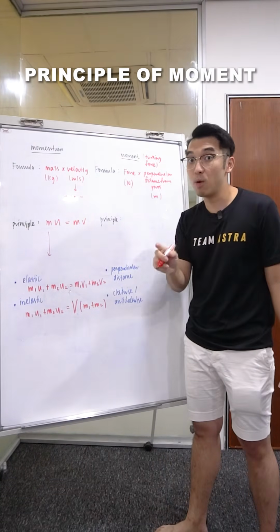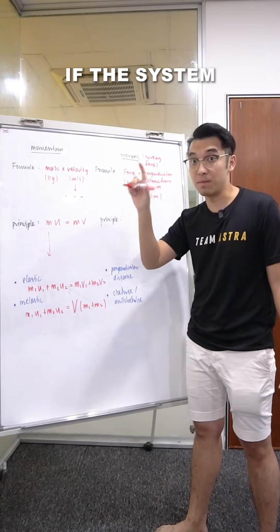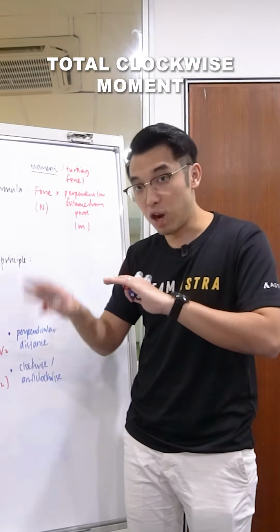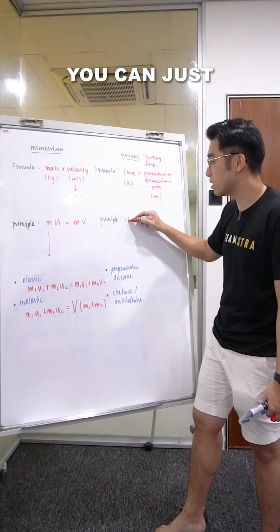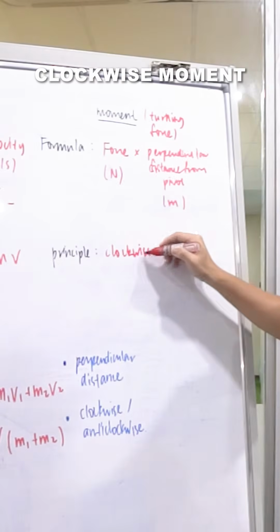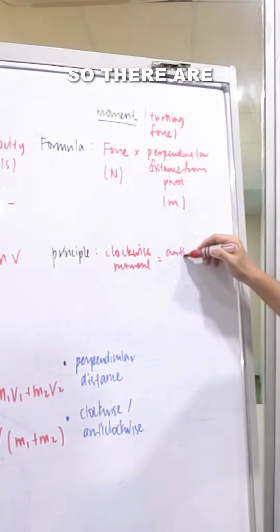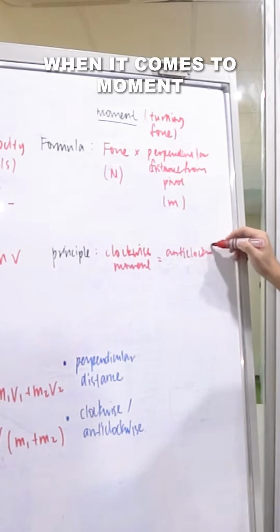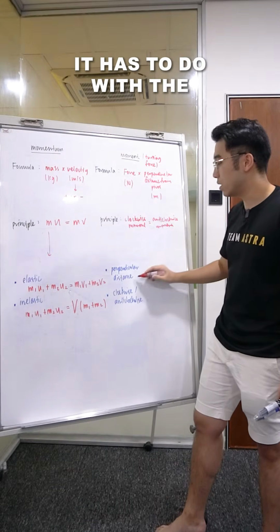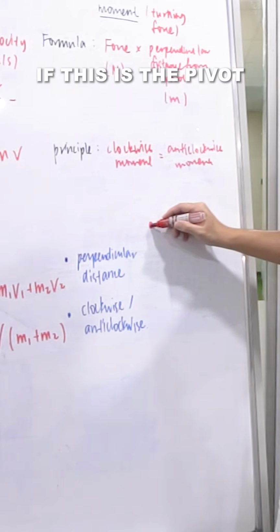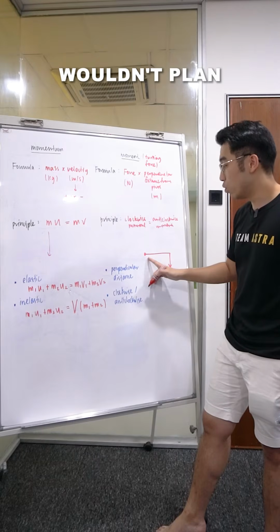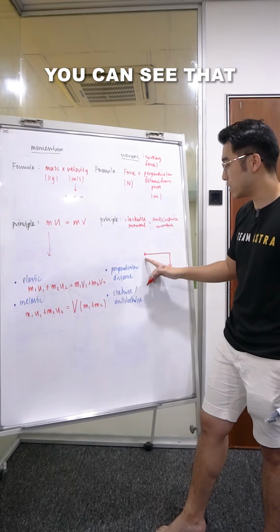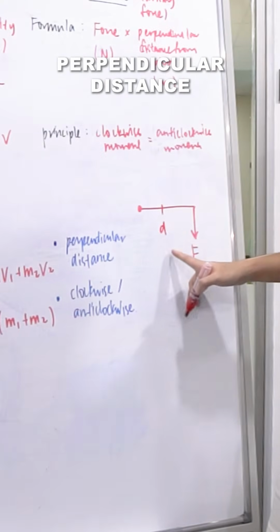For moment, the principle of moment states that if the system is in equilibrium, the total clockwise moment is equal to the total anti-clockwise moment. You can just imagine it this way: clockwise moment equals anti-clockwise moment. So there are a few things that you need to determine when it comes to moment. First, it has to do with the perpendicular distance from pivot. If this is the pivot, this is where the force is acting on the wooden plank or anything along the system. You can see that this will be the perpendicular distance from pivot.